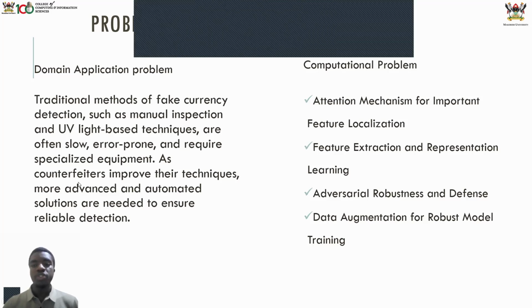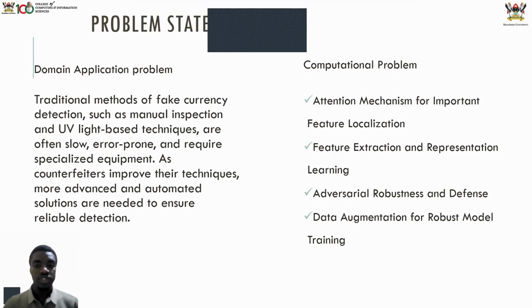On the computational problem, we have a lot of computational problems. I will bring them down to 4. We have attention mechanism for important feature localization. In this sense, we shall be using image feature extraction, for example, ViTs and the graph attention networks for feature extraction. And of course, here we shall have ORB and the Delaunay triangulation for feature extraction and graph drawing, respectively.